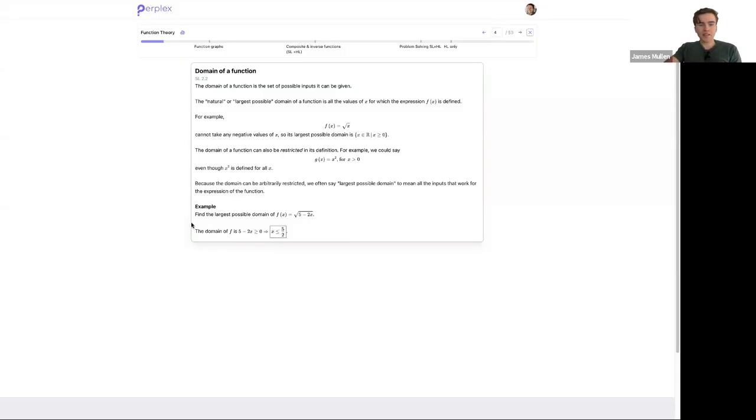So as a quick example, if I'm talking about the largest possible domain of f of x is equal to the square root of 5 minus 2x, then I know that the radicand, the inside of the square root, cannot be negative, which means that 5 minus 2x is greater than or equal to 0.